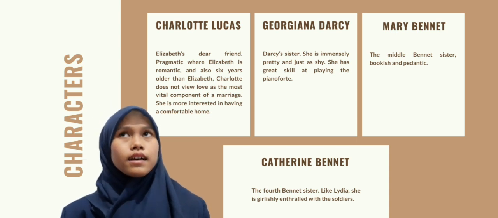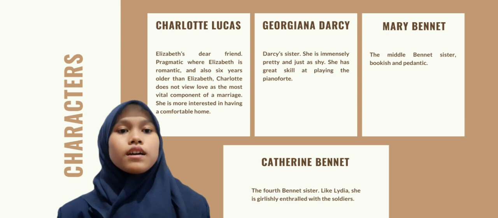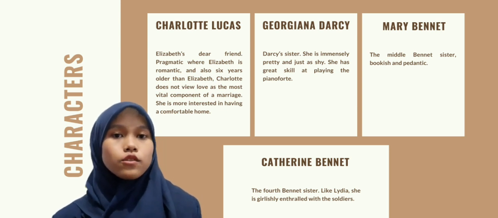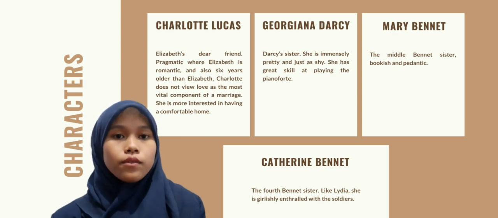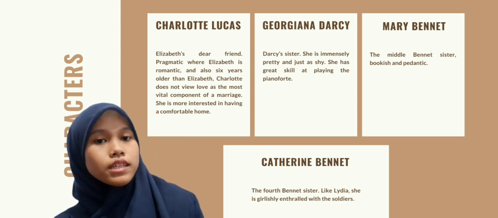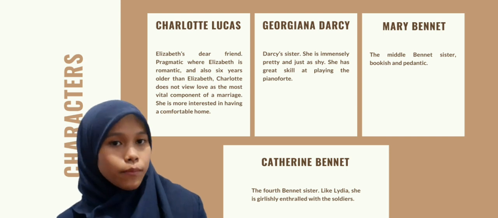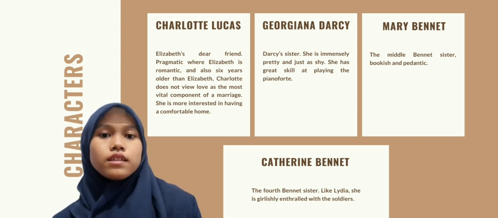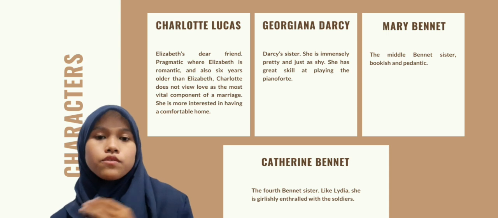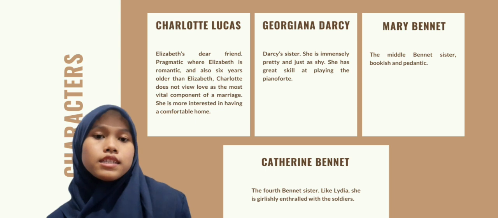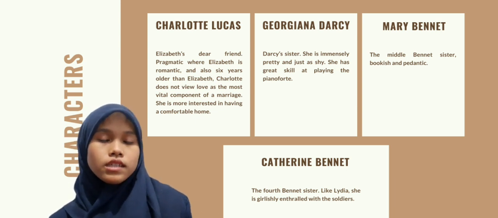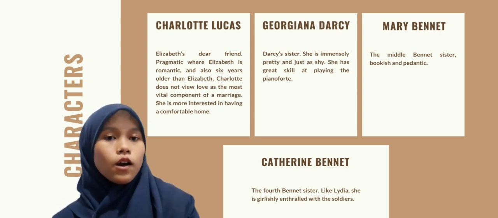And the twelfth character is Charlotte Lucas. Charlotte Lucas is Elizabeth's dear friend. Pragmatic, where Elizabeth is romantic, and also six years older than Elizabeth. Charlotte does not view love as the most vital component of a marriage. She is more interested in having a comfortable house.